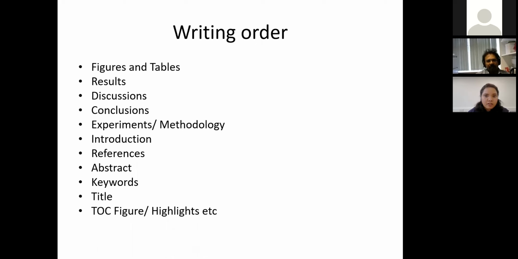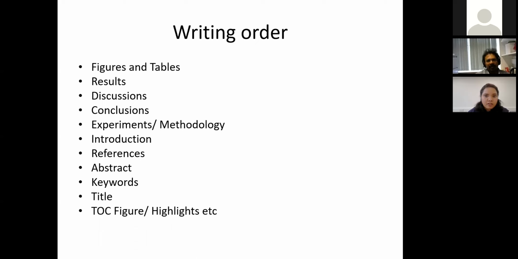Then the introduction. Introduction is about talking about previous work, the literature search. You always give a kind of global perspective, then a local perspective, then what has happened in the previous few years. Then you identify the gap. Once you identify the gap, you can explain the novelty of that work and then the objectives. So that is the way it should follow. Then you can put the references. Abstract should be the last thing.